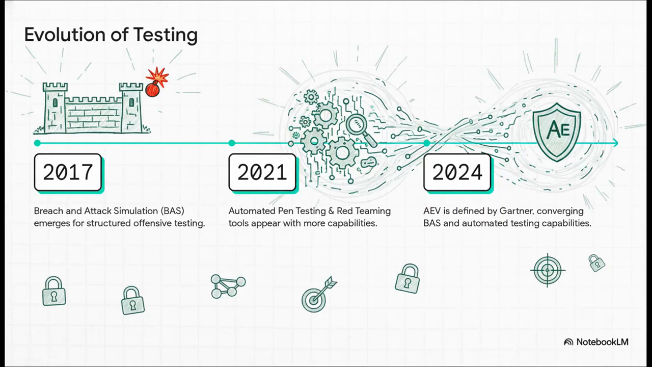Now, this idea didn't just pop up out of nowhere. It's really been an evolution. You can see on this timeline, the journey kind of started back in 2017 with something called Breach and Attack Simulation, or BAS. Then, by 2021, we started seeing more automated penetration testing tools. And now, in 2024, Gartner is saying that AEV is where these worlds converge, taking the best of both and creating a whole new unified market category.